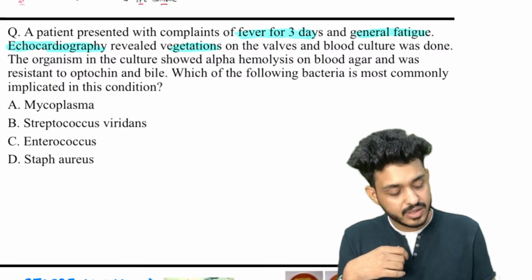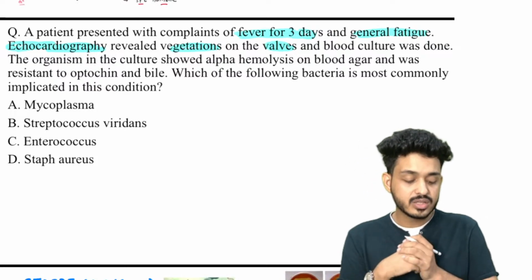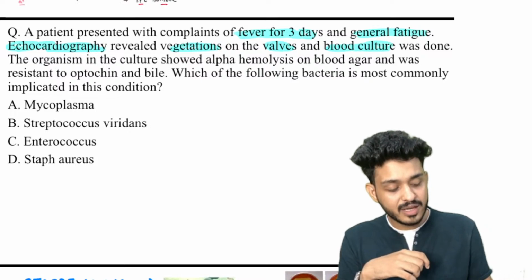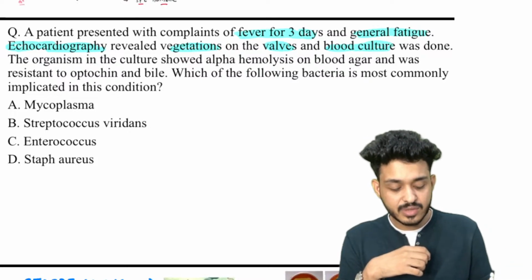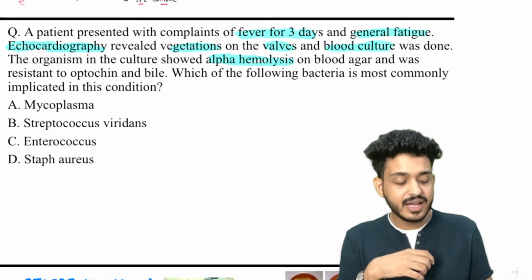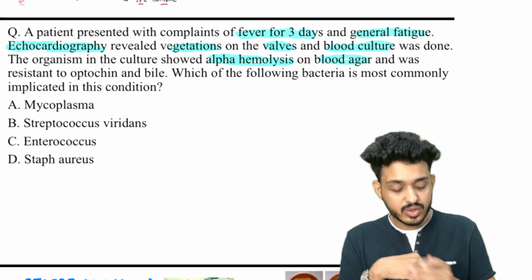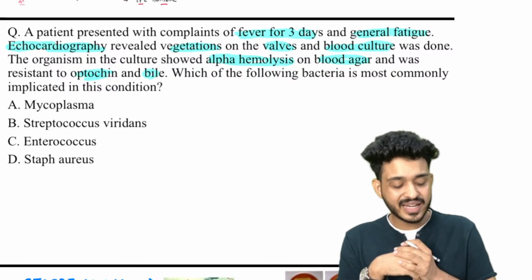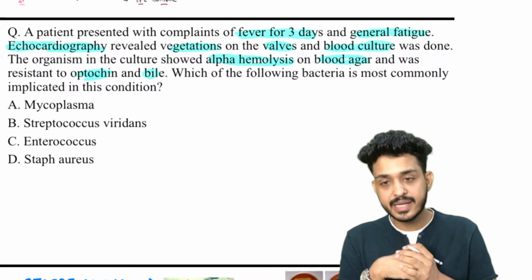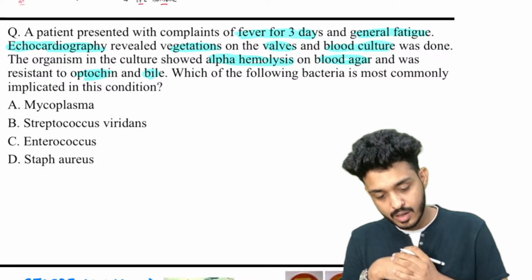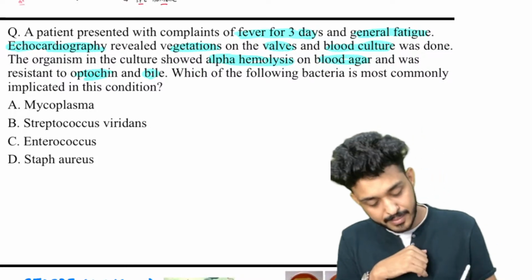Okay, whenever you will discuss about valves. So there is some vegetation on the valves, and blood culture was done, the organism was cultured, and it is showing alpha hemolysis on blood agar, and was resistant to optochin and bile. Which of the following bacteria is most commonly implicated in this particular situation? Try to answer, guys.